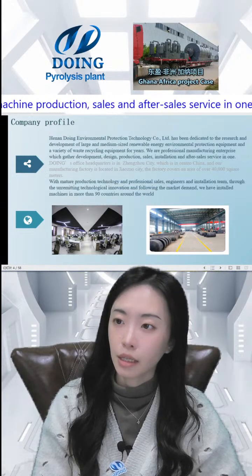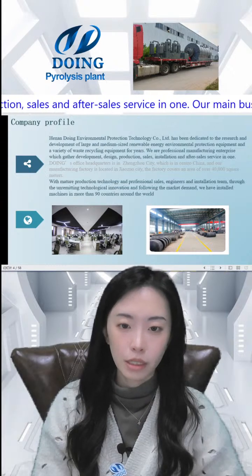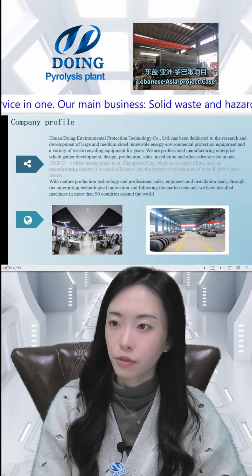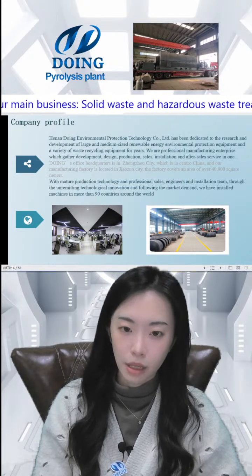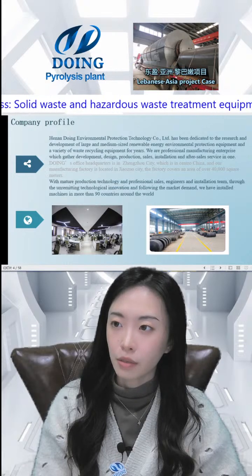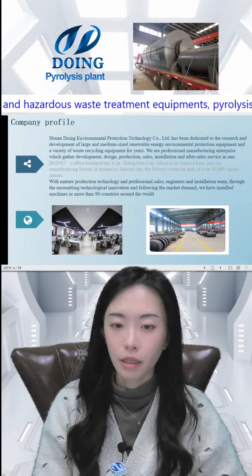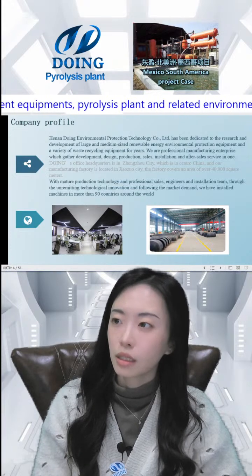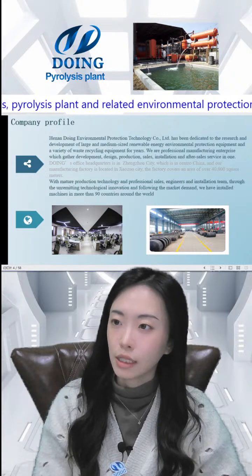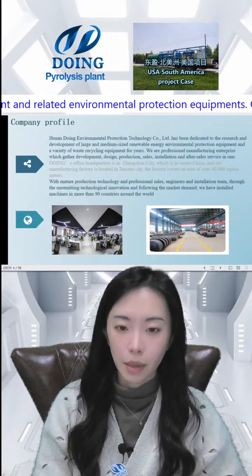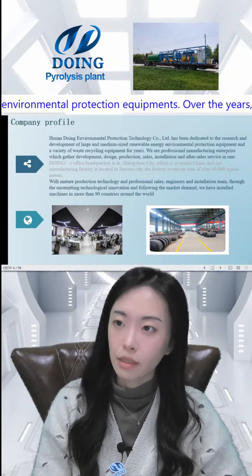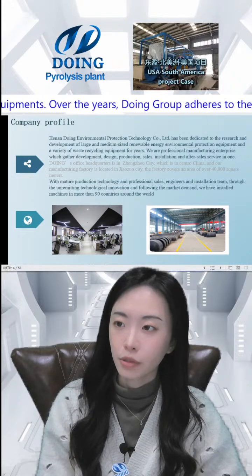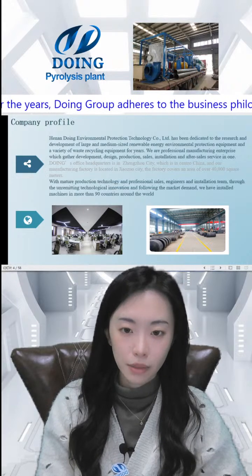We were founded in 2011. We have a history of more than 13 years. So now we are a professional manufacturing enterprise gathering development, design, production, sales, installation, and after-sales service in one. Our office headquarters is in Zhengzhou City, in central China, the capital of Henan Province. And our manufacturing factory is located in Jiaozuo City. The factory covers an area of over 40,000 square meters.